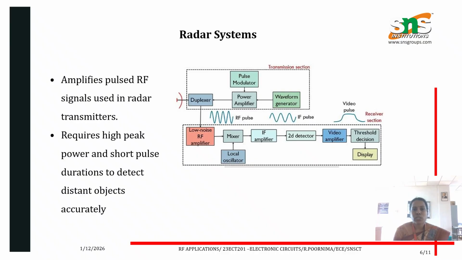At the transmitter section, it consists of a waveform generator, pulse modulator and power amplifier. The amplified signal is given to the duplexer for transmission. The duplexer acts as both transmitter and receiver. Also, the receiver section consists of a low noise RF amplifier, which is used to remove the noise signal. This signal is mixed with the local oscillator signal, which is the carrier frequency, and it is amplified by the IF amplifier, and a video amplifier is also used.